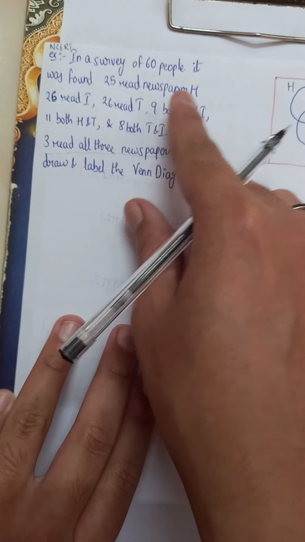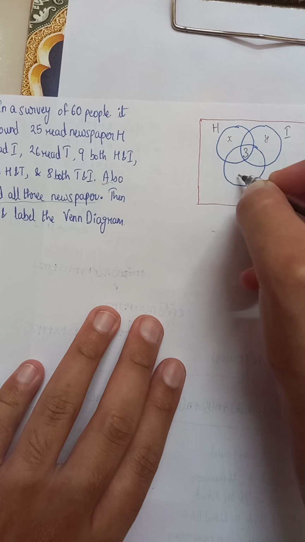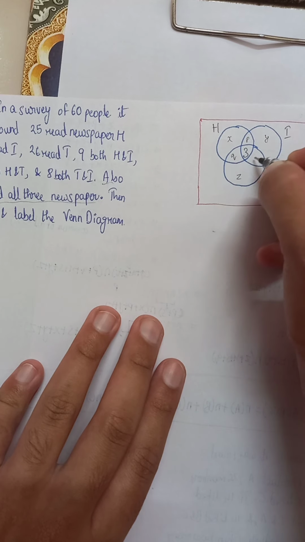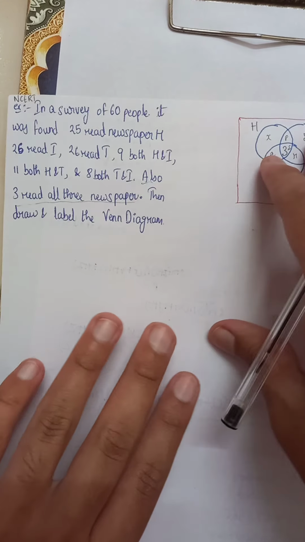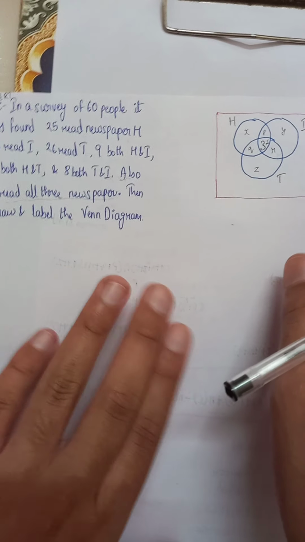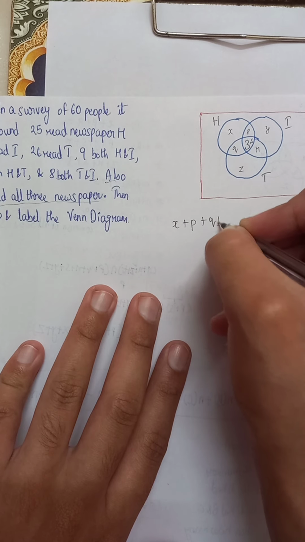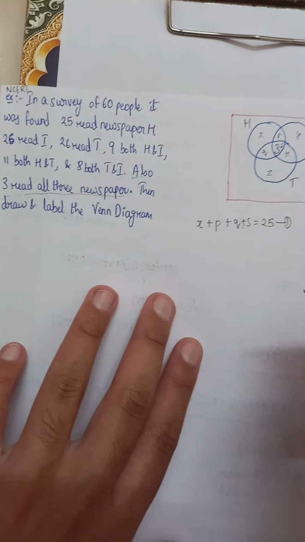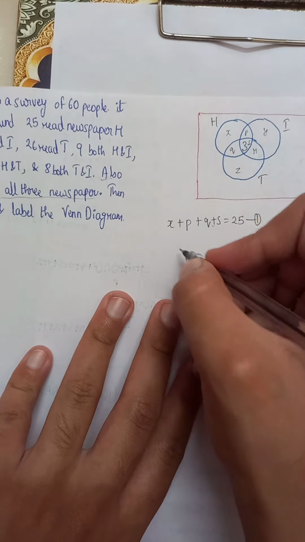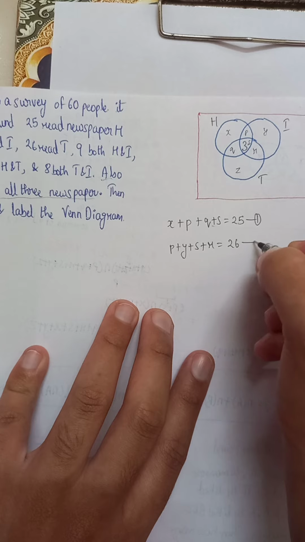Now 25 read newspaper H. Suppose this is X, Y, Z, P, Q, R, and this is S. 25 read newspaper H means X plus P plus Q plus S is equal to 25. Equation number 1. 26 read newspaper I: P plus Y plus S plus R is equal to 26. This is the second equation.